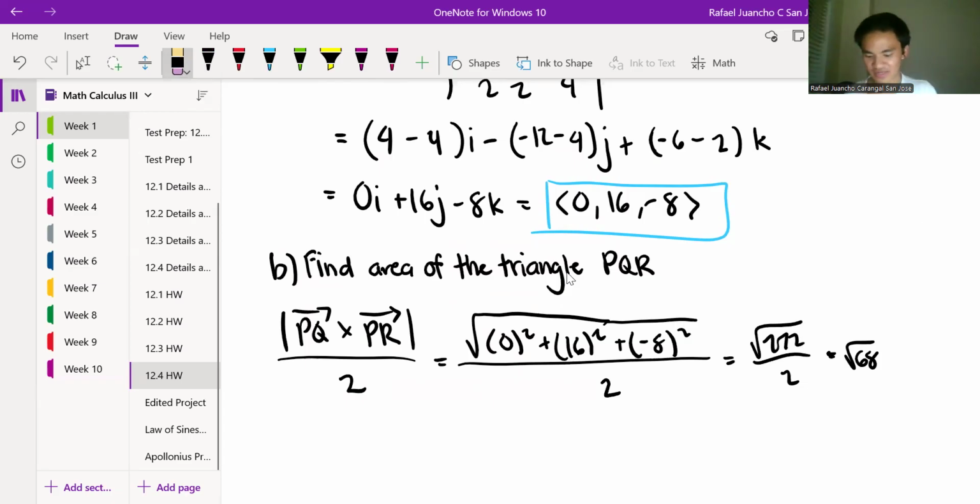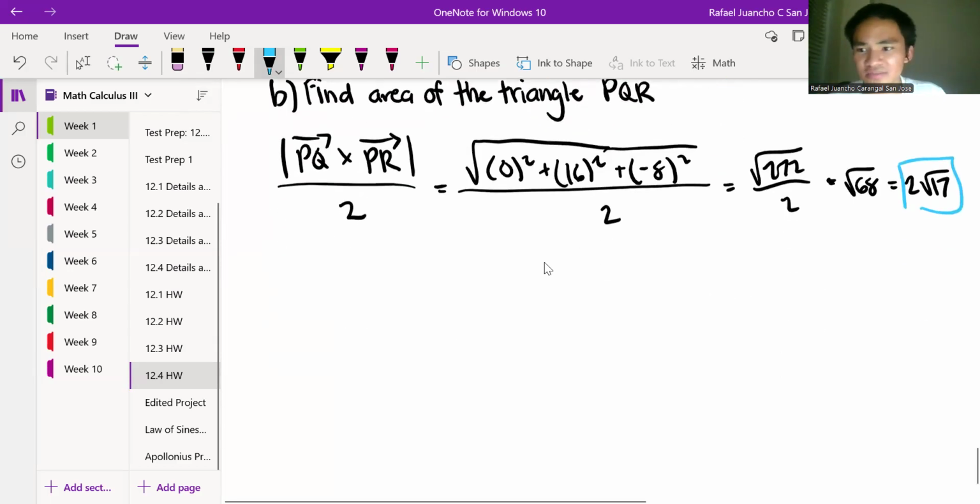Can we simplify it even more? Oh my gosh, we can. So this is, what is this? 4. So 2 square root 17. But that's just me being aesthetic. I'm going to leave it at that. There we go. That's the area of the triangle. So 2 square root of 17. So let's plug that in and see what happens.